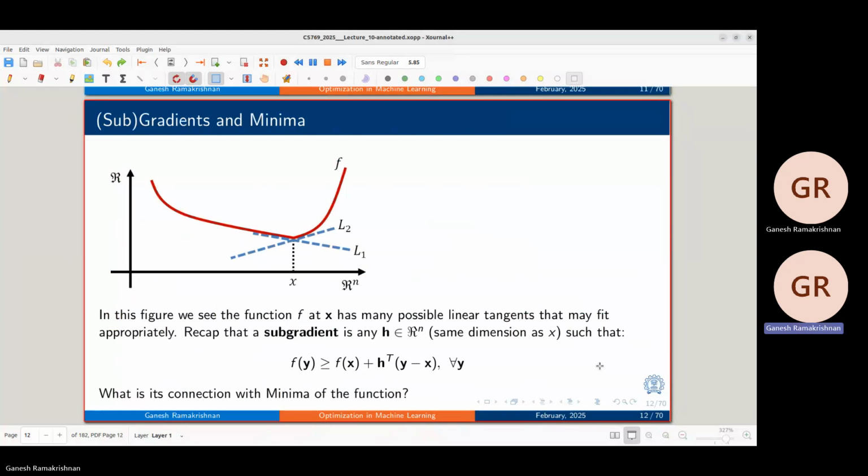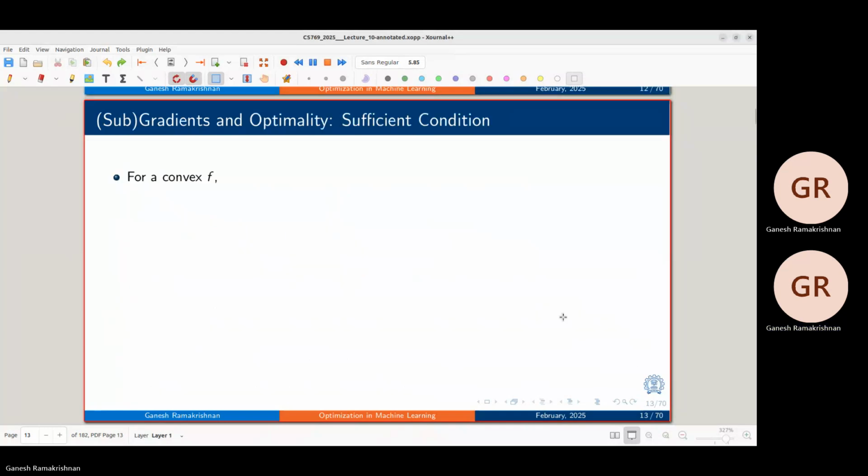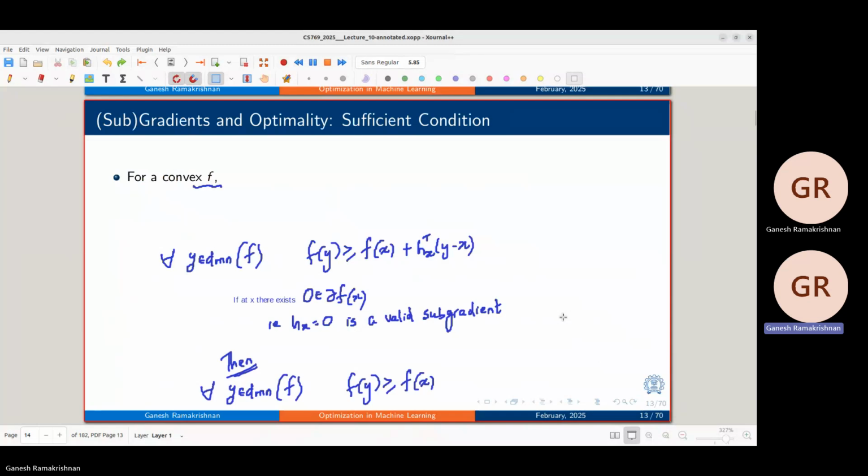This is clear? Okay, so we are just stating the same thing for a convex f. We would have for all y in the domain, f of y is greater than or equal to f of x plus h_x times y minus x. And if 0 is in the subdifferential, so this is how we should write it more formally. I've just said h of x equals 0, but what we really want is that there must be a 0 in the subdifferential at x.